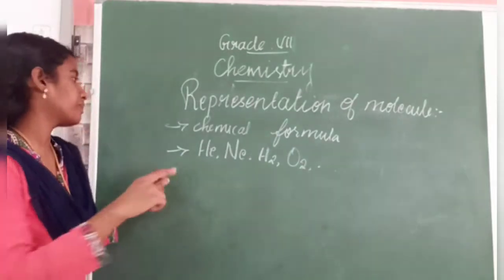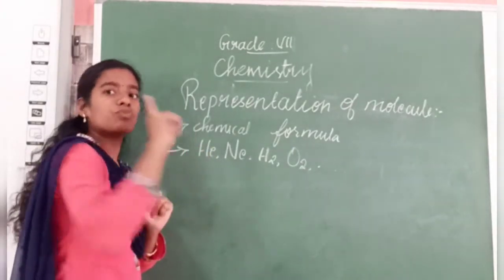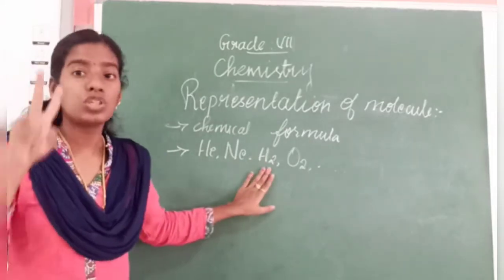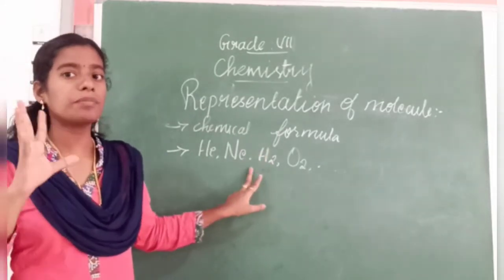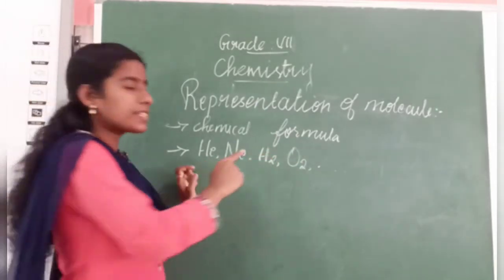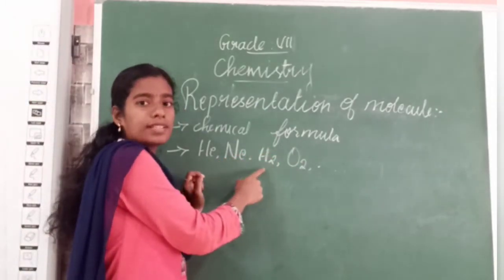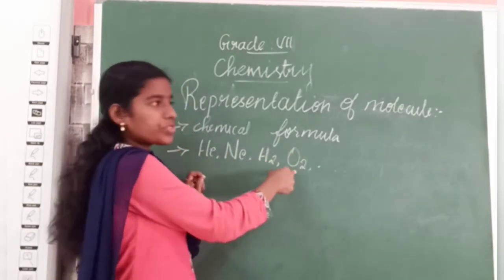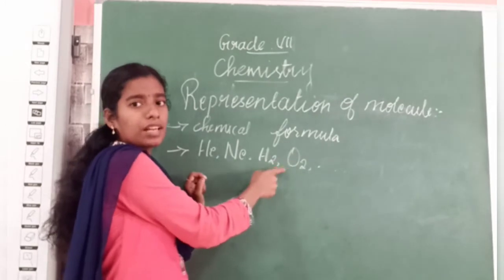For example, helium, here it is only one. Neon, one. Hydrogen has two atoms. Two hydrogen atoms combine to form a hydrogen molecule. It is a chemical formula. Oxygen, it's a chemical formula.